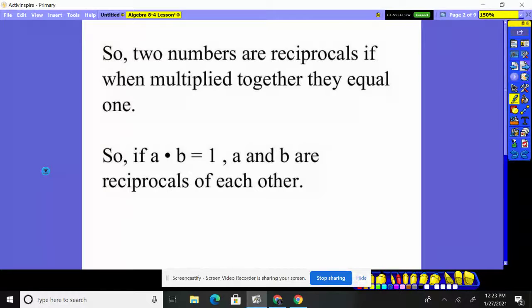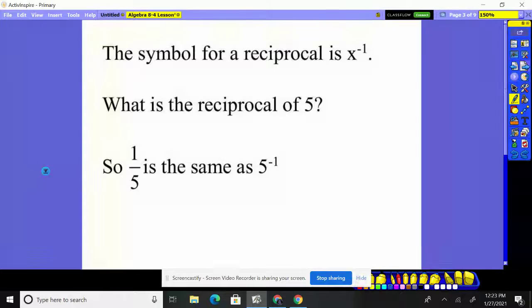So two numbers are basically reciprocals if when multiplied together, they're going to equal the number 1. So if a times b is 1, then we know a and b are reciprocals of each other. Now, the symbol for a reciprocal is x to a -1. On a calculator, if you want a reciprocal of a number, you put whatever number you have in the calculator, and then you hit that x to the -1 key, and that gives you the reciprocal of it.